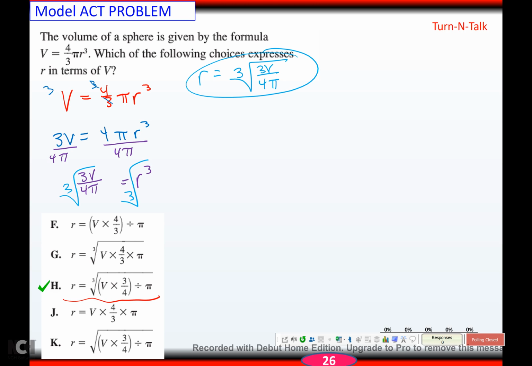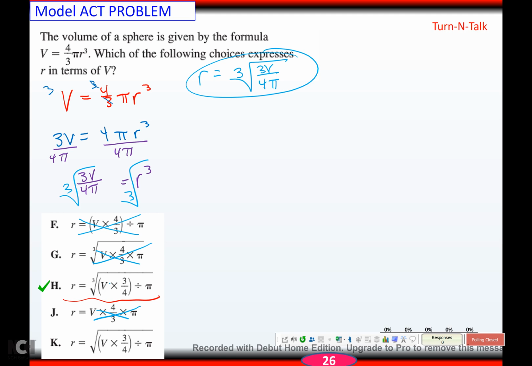I'm done. Well, that answer isn't there. It is, but it looks ridiculous. Well, the one thing you can do, though, is, look, you know it's got to be 3 over 4. So that's out, and that's out.